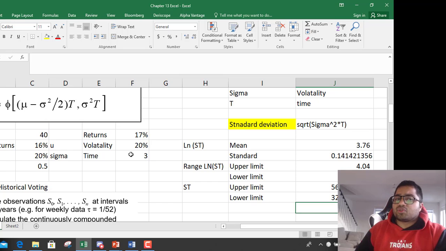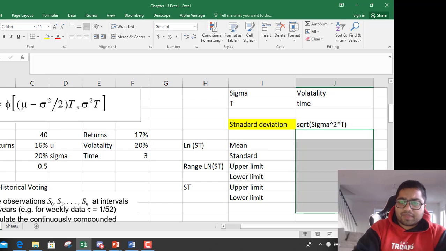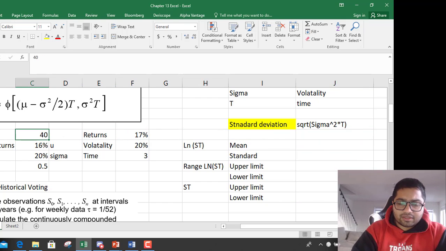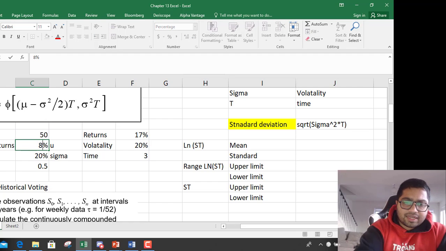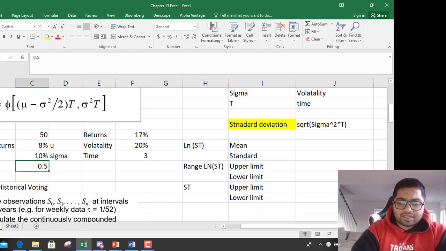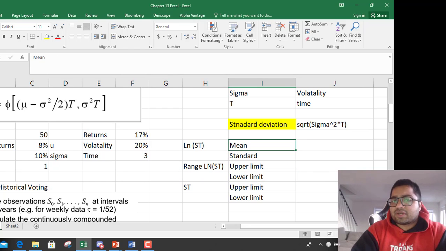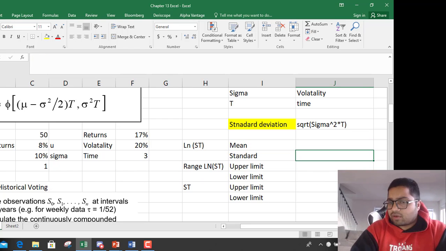So this is how you do it when the stock price is given. So let's do one more problem. Let's say the stock price is 50, expected return is 8%, volatility is 10%, and time is, let's say, 1 year. So how would you find it out? The steps to do it: first find out the log normal mean, the log normal standard deviation, find out the log normal upper limit and lower limit, and then convert it to normal stock price. So how to do it?